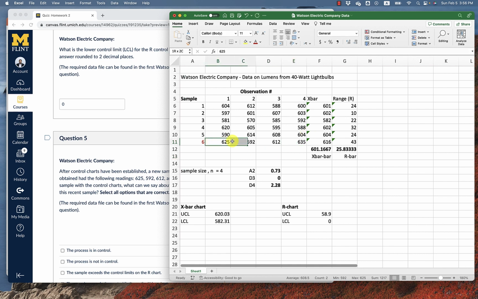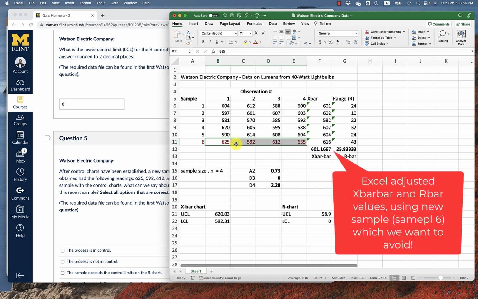And now I want to check, is this sample in control or not? How does it compare to these control charts? To plot any sample or to compare any sample with the control chart limits, you have to find the sample statistics, which in this case are X bar and range. So we just drag the formula for the average down right here like this. Excel automatically did that because it sees I'm just extending the table by adding a row. So the average of these 4 values is 616. The range is 43.